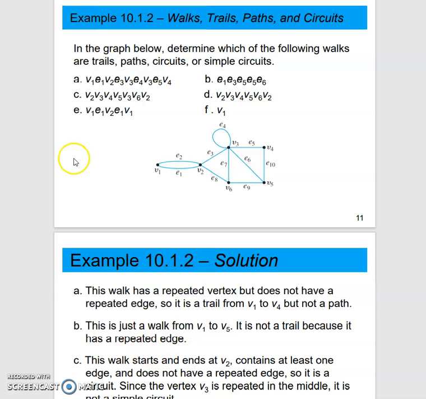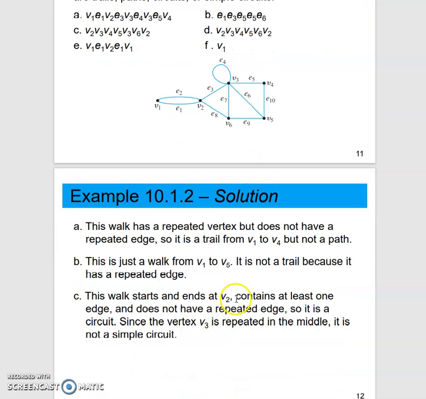All right, option C, I'm going to start here at V2, and then go to V3, so up this way. Then I'm going to go to V4 this way. Then I'm going to go to V5 down this way. Then I'm going to go up the diagonal to V3. Then I'm going to go down to V6. And then I'm going to come back up this way to V2.